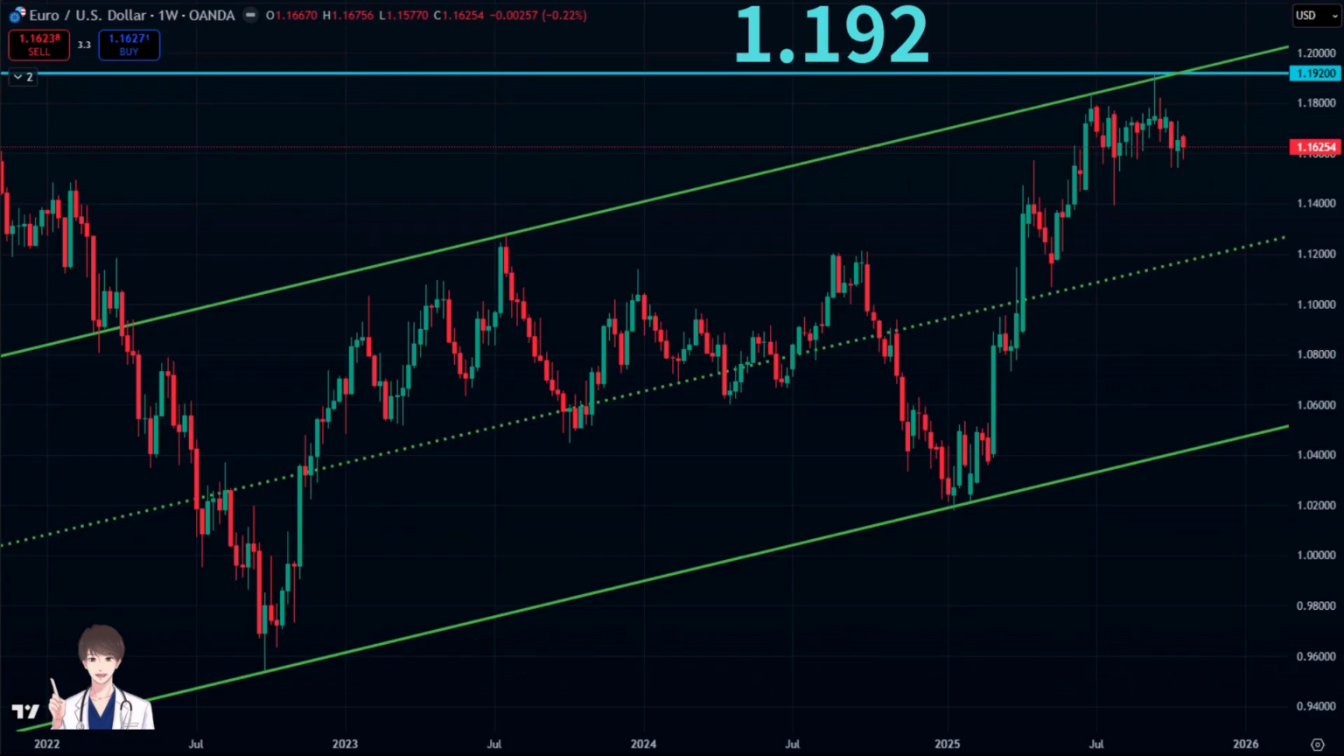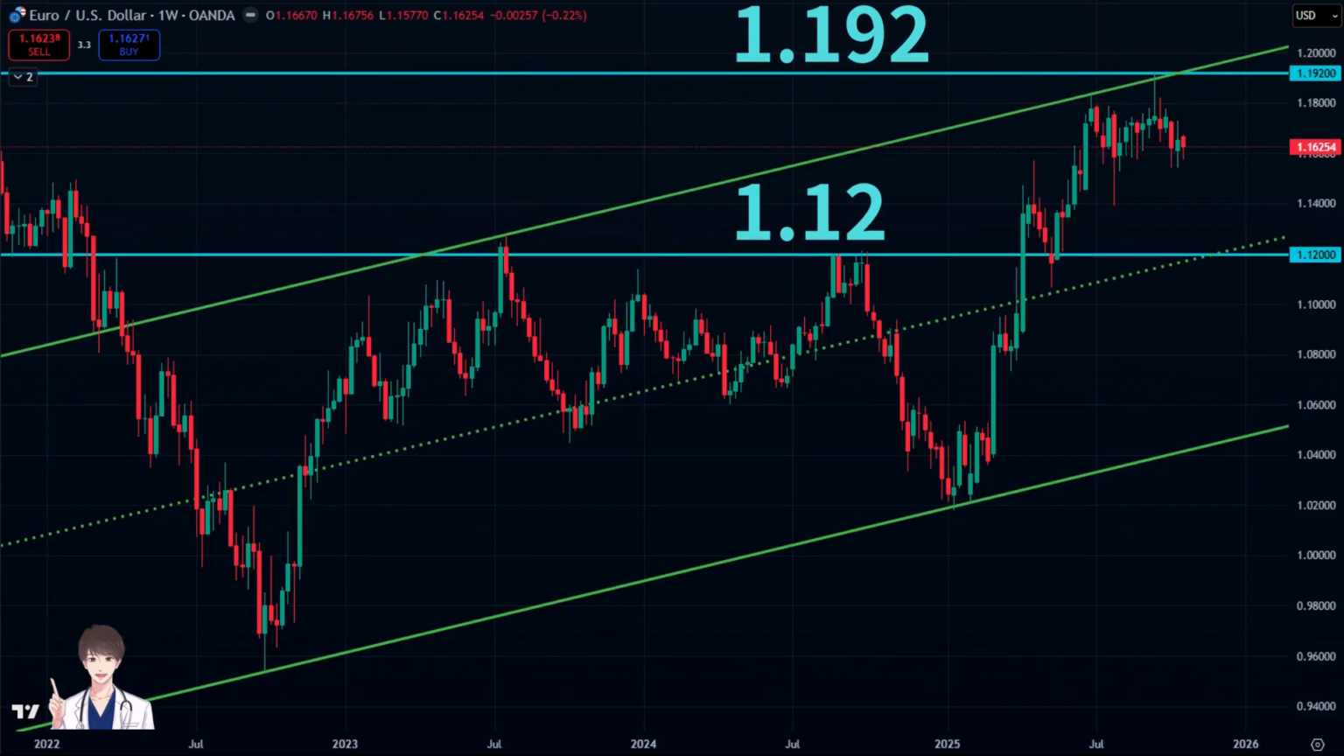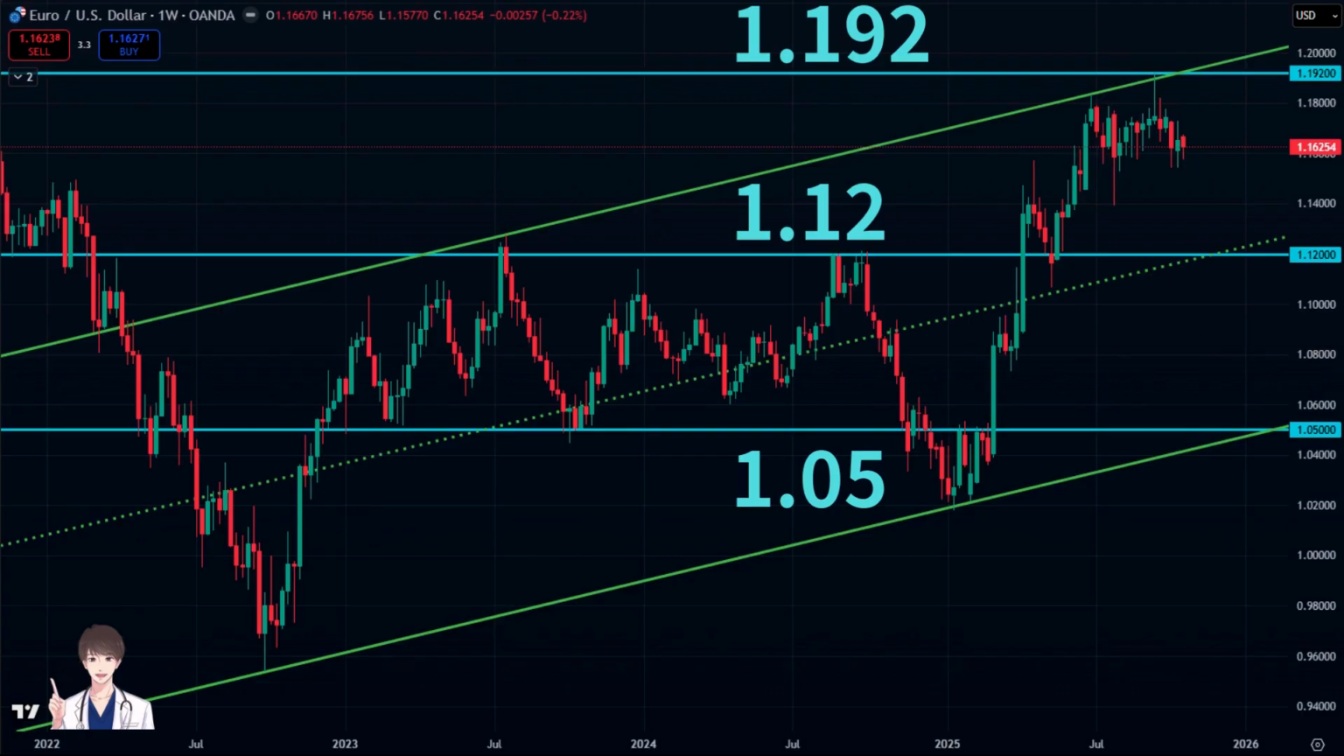To the downside, a major level to watch on the weekly chart is around 1.12, as shown by this horizontal line. This price also aligns with the 38.2% Fibonacci retracement of the move from the start of the year up to the July high. A pullback to this area would be considered a normal correction within the trend. However, if price closes below 1.12, it could open the way for a deeper move toward 1.05, which coincides with the lower boundary of the ascending channel.